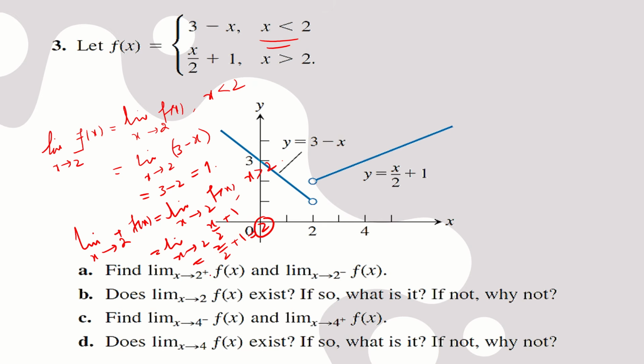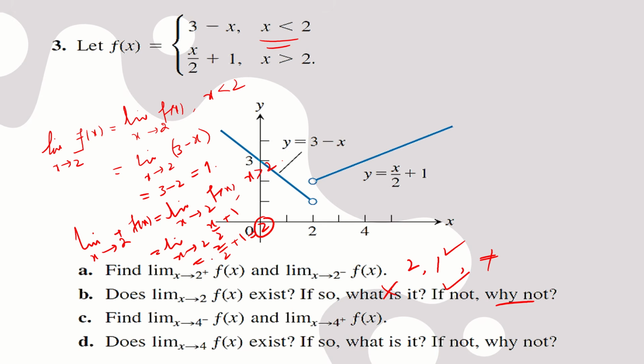The first question is finding the right hand limit and left hand limit. So the right hand limit is 2, whereas the left hand limit is 1. Are they the same? The answer is they are not the same. So does this limit exist? You would say no, this limit does not exist. This is false, this is true. And why not? Because the left hand limit and right hand limit are not the same.